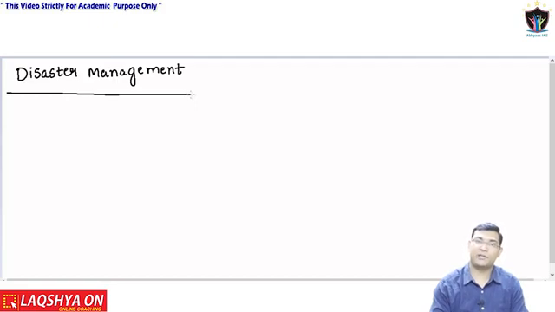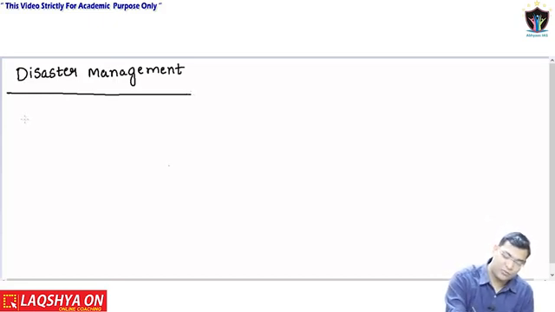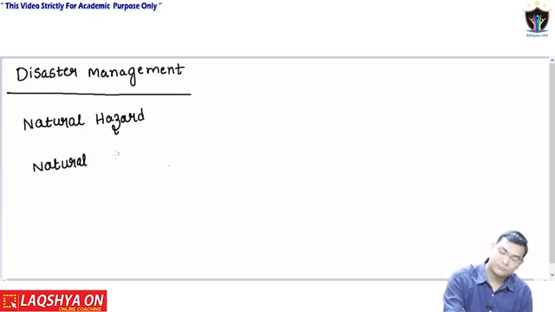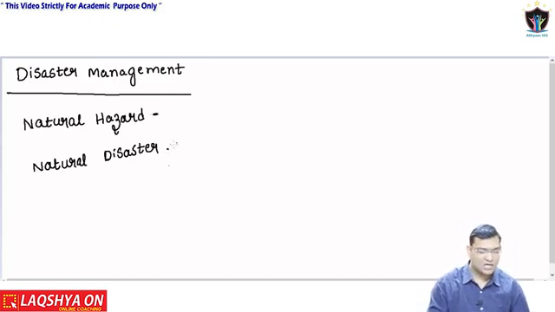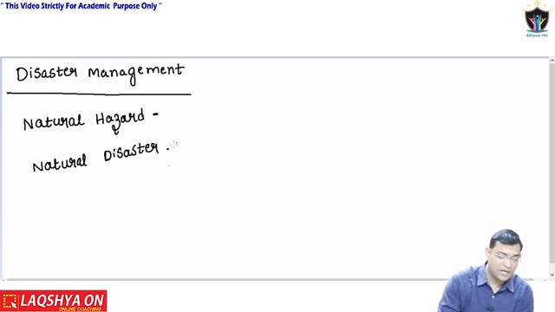From the past, Earth has been under severe stress of disaster. Natural disasters. So first of all, tell me, what is the difference between natural hazard and natural disaster? Tell me. Now, natural hazards are changes that affect the human adversely.